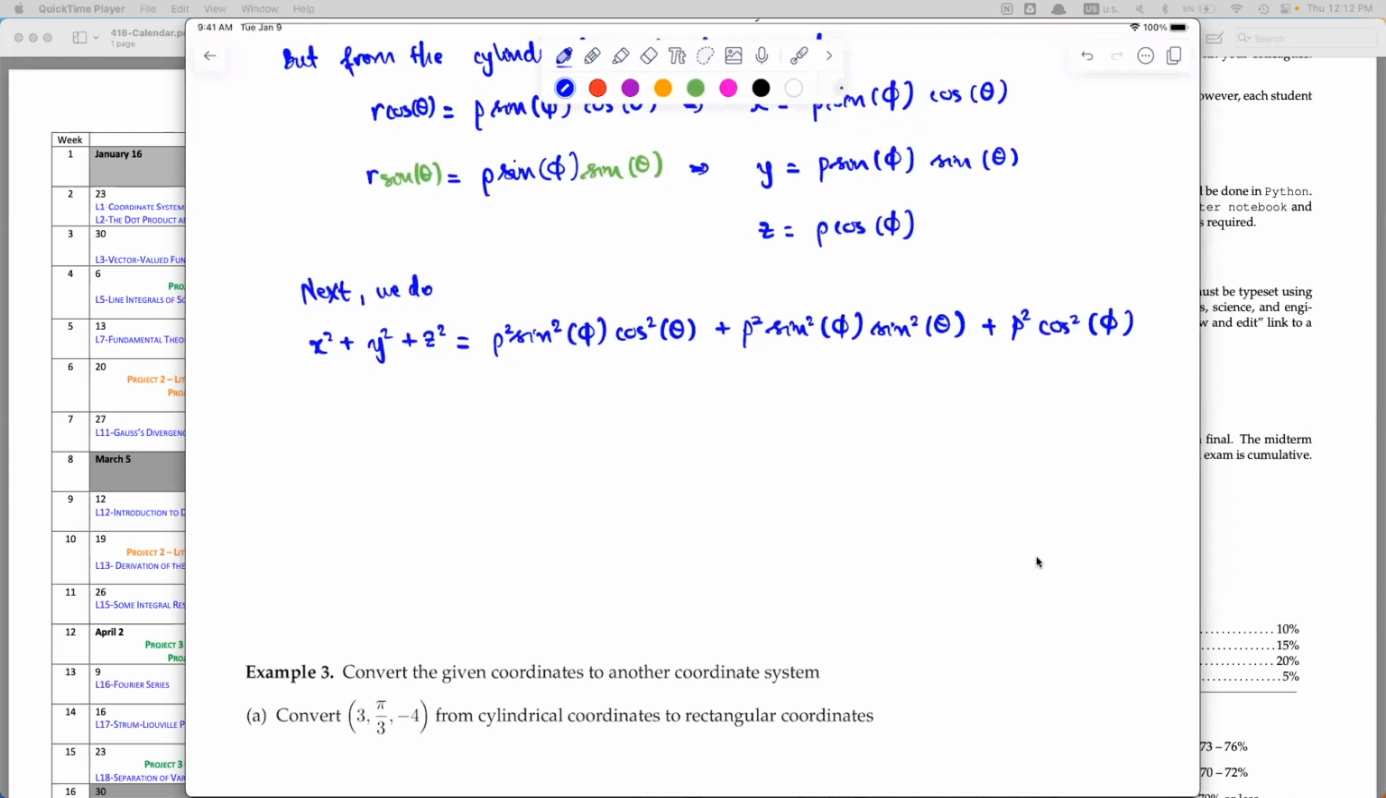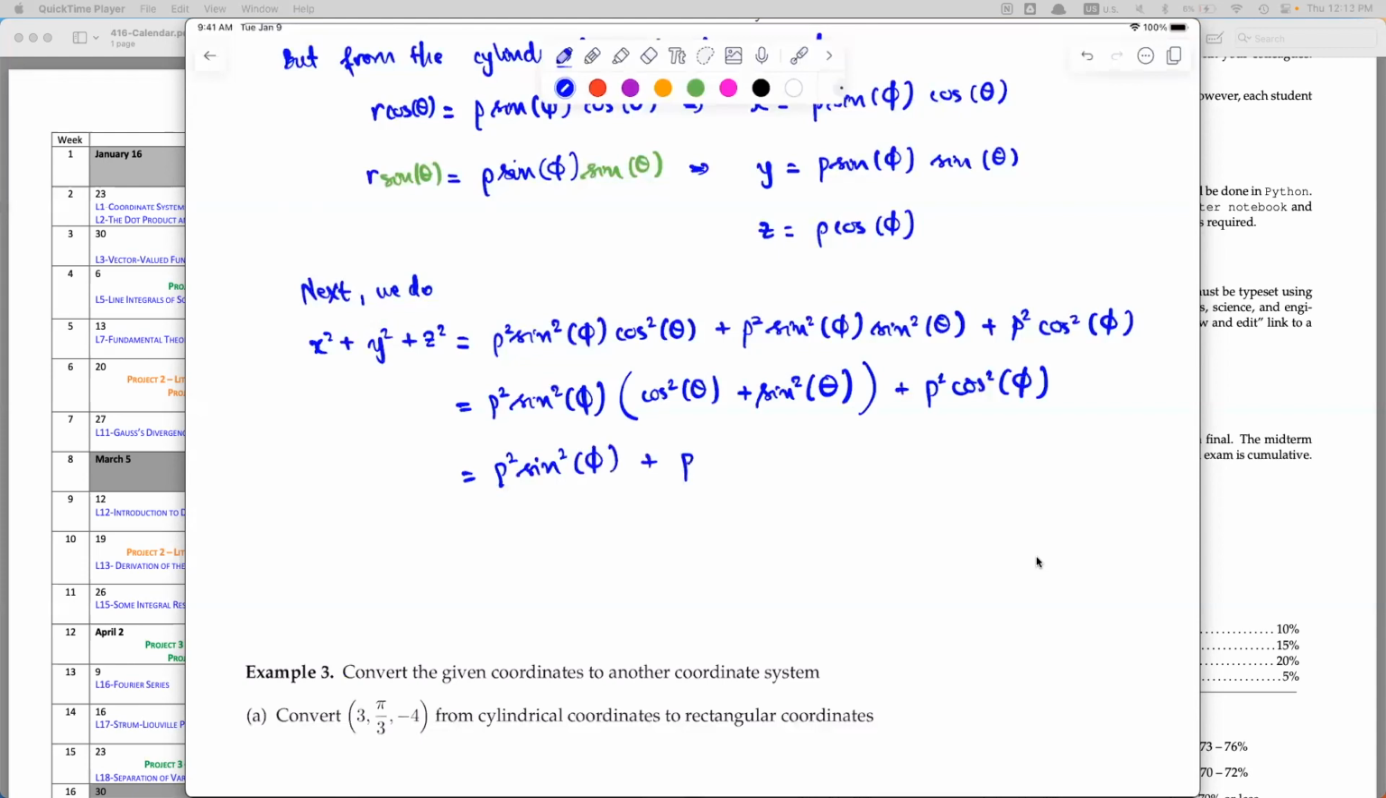Now on the right-hand side, for the first two terms, I will take rho squared times sine squared phi as a common factor. I get rho squared times sine squared phi times cosine squared theta plus sine squared theta, plus rho squared times cosine squared phi. And of course, the expression inside parentheses is equal to 1. And we are left with only rho squared times sine squared phi plus rho squared times cosine squared phi.